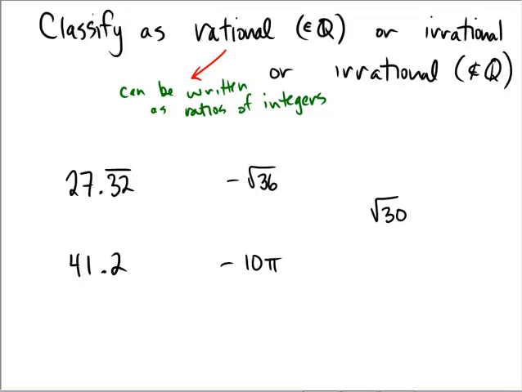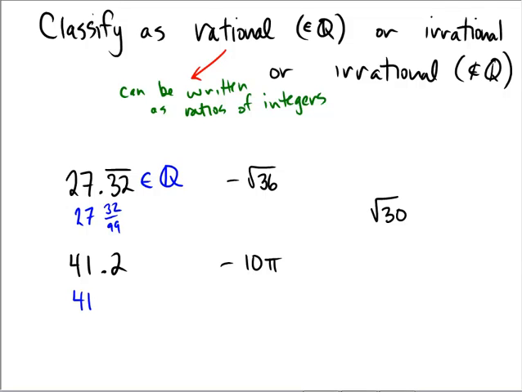So if we come down here, the first example is 27.32 repeating, so 3232323232. This of course can be written as a fraction. It's 27 and 32 over 99, if anybody's curious about how to turn those repeating decimals into fractions. And so this would be in Q. This one is rational.